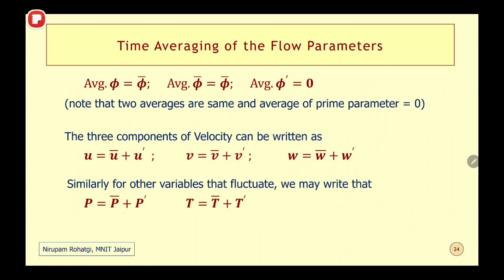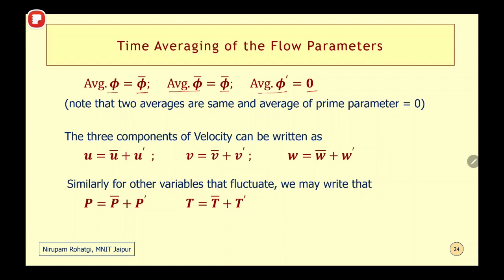Now what will happen then, if you take the average of phi, the average of phi will be phi bar, and the average of phi bar will be phi bar only, because that's a value throughout the interval, the same value. And when you take the average of phi prime, it will be equal to 0, because phi prime is a variation, right? So the sum of that will be 0.